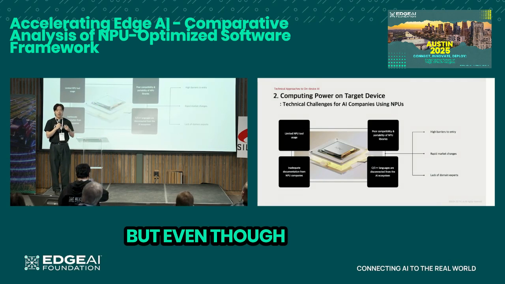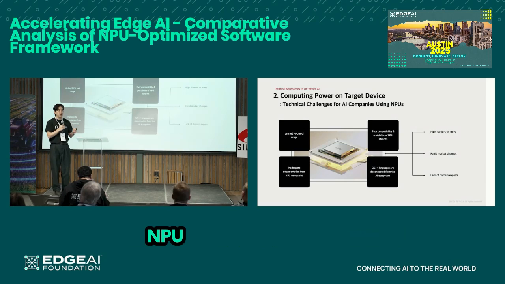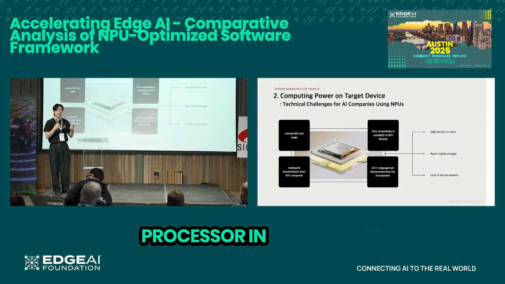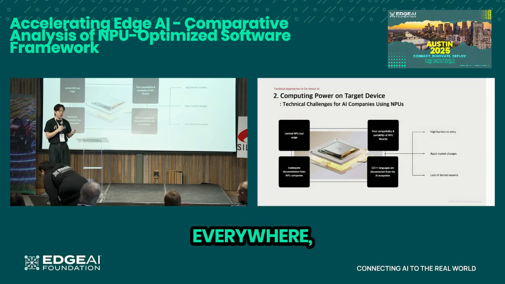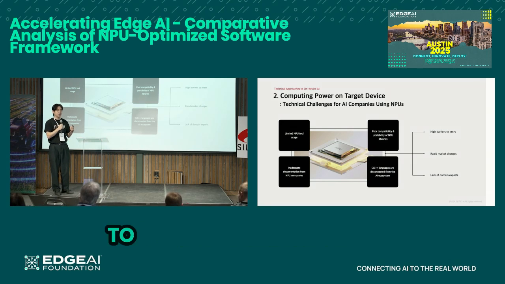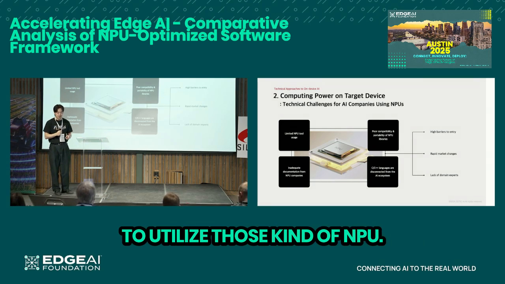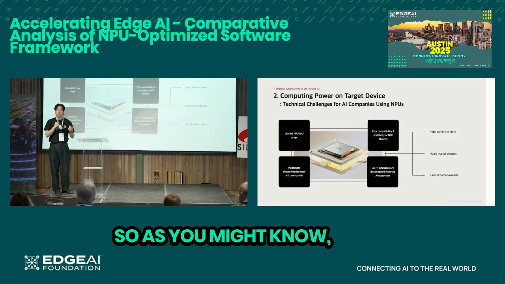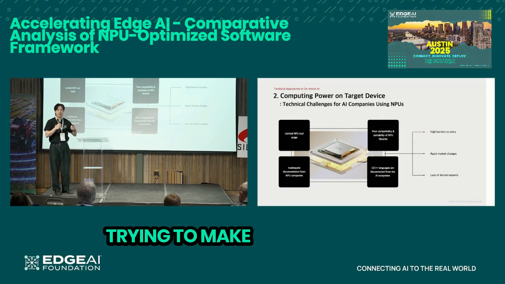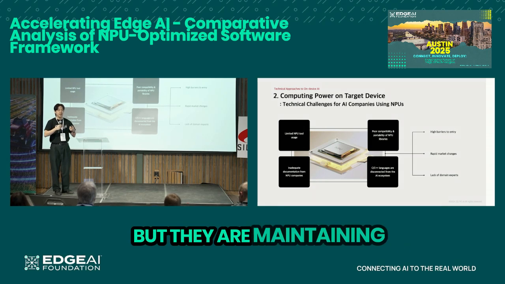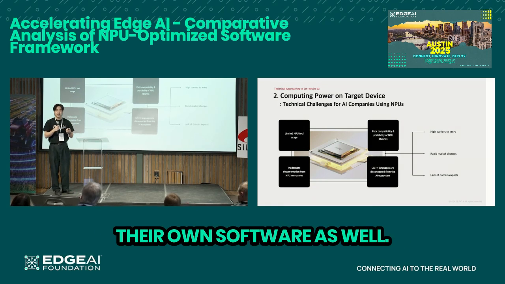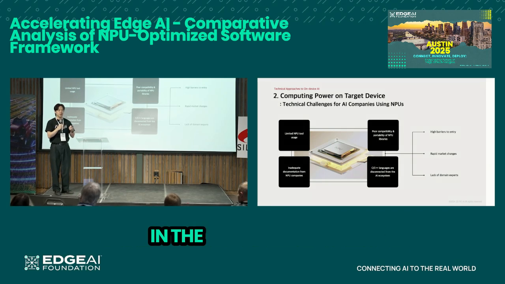But even though everyone already has an MPU, an AI target processor, everywhere, there is a limitation in utilizing it. As you might know, manufacturers make their own chips, but they maintain their own software as well. To utilize those MPUs in the global domain, the user has to support each MPU separately.